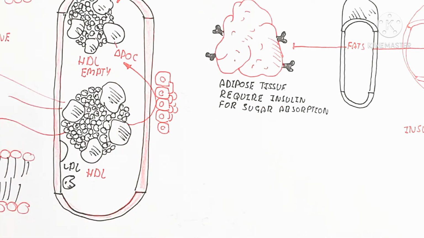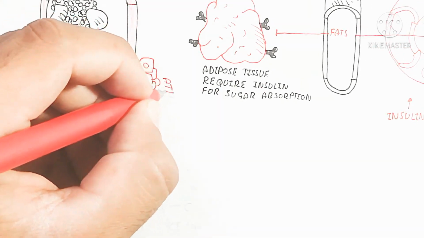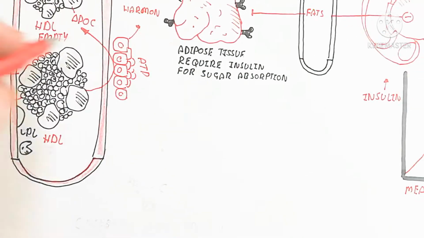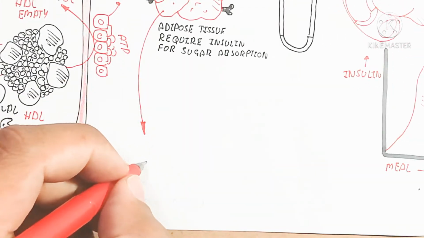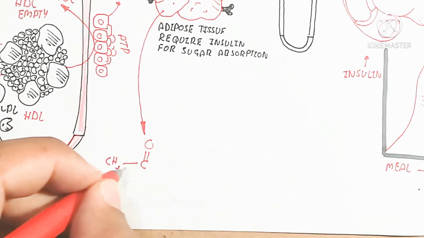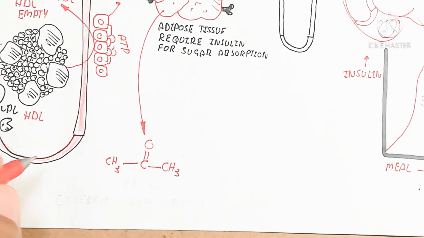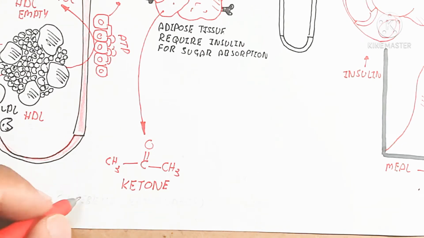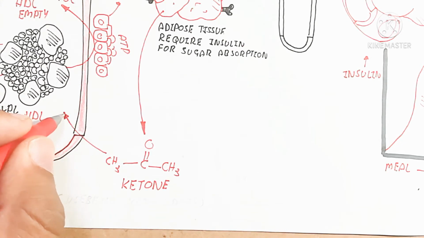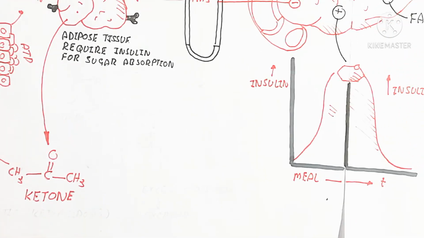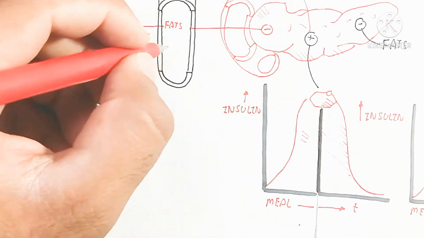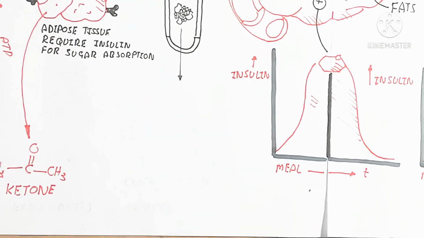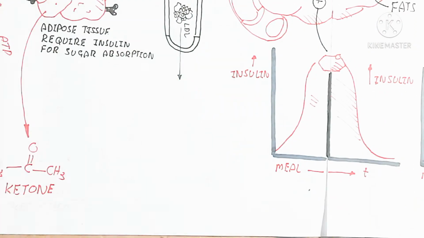So what is the meaning of this? The ketogenic diet excretes the excess amount of cholesterol. So that is not harmful, because the adipose tissue is not growing, and the cholesterol and fat will be excreted through the bile. On the other hand, adipose tissue requires insulin for sugar absorption, but insulin is not present. Ketones will be produced from the fat, so ketogenesis will occur.